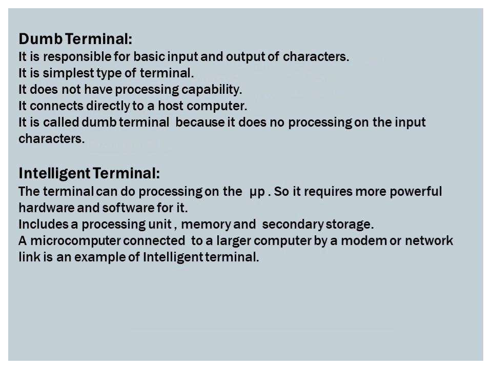Now we'll discuss the dumb terminal and the intelligent terminal. First we'll see the dumb terminal. As the name suggests, dumb, it is not going to perform any process. It is called a dumb terminal. It is responsible for basic input and output of characters. For example, the keyboard. This is one of the terminals through which we can provide some input. We can provide the numbers 1, 2, 3. Then we can provide characters. So it is responsible for basic input and output of characters.